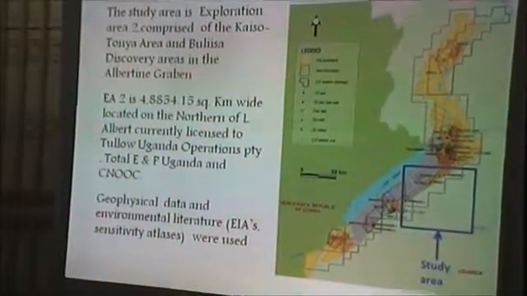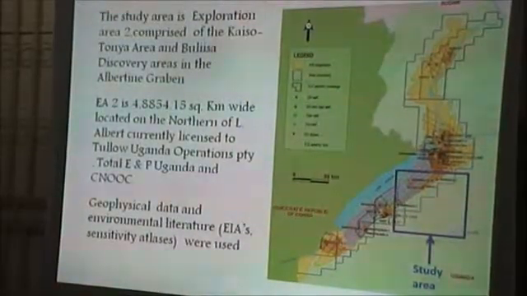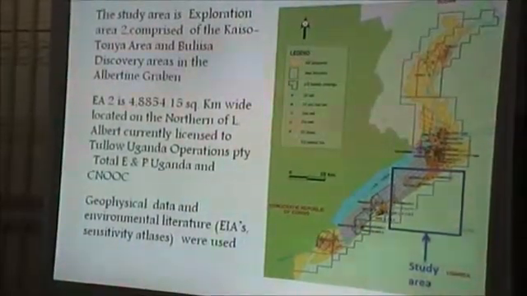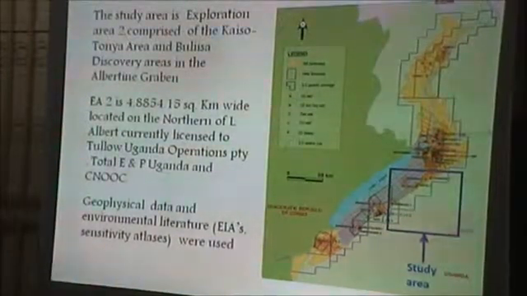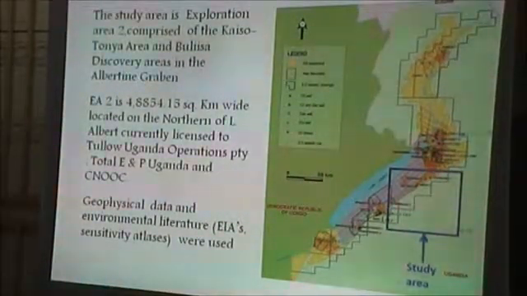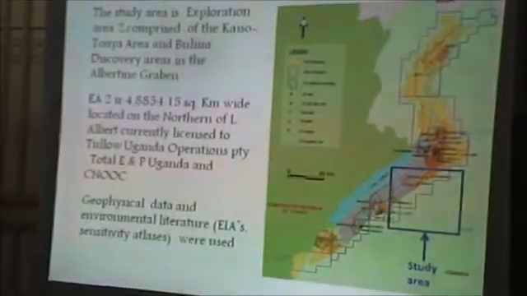The study area is Albertine Graben Exploration Area 2 in particular. Area 2 is comprised of the Kaisotonia Discovery and the Ulisa Discovery. It is approximately 4,885 square kilometers, located on the northern part of Lake Albert. It is currently licensed to Total, Tullow, and CNOOC in a partnership. Geophysical and environmental data was used for the research.